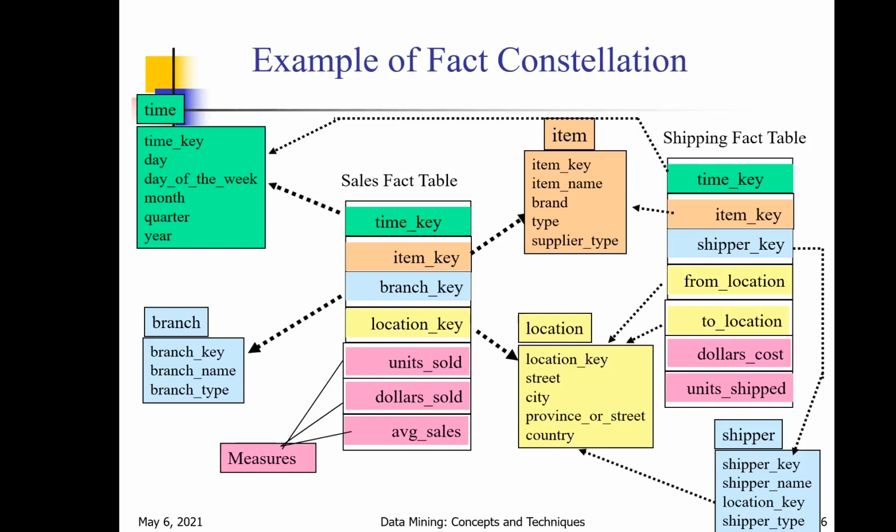So the sales fact table surrounded by these dimension tables looks like a star, and the shipping fact table surrounded by item, location, shipper, these dimension tables, also looks like a star. This collection of stars is nothing but a galaxy schema or fact constellation schema. That's why we are calling it a fact constellation schema. Now we will see how we will write code in DMQL for these three schemas.